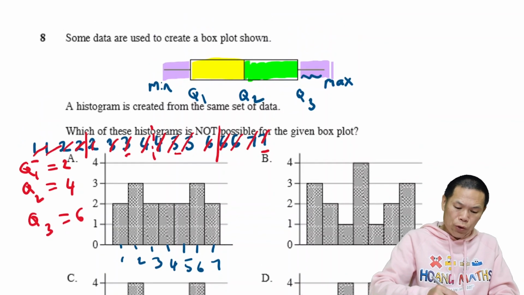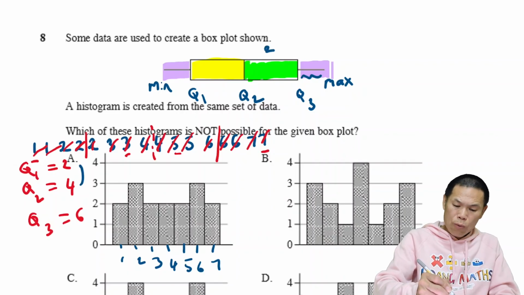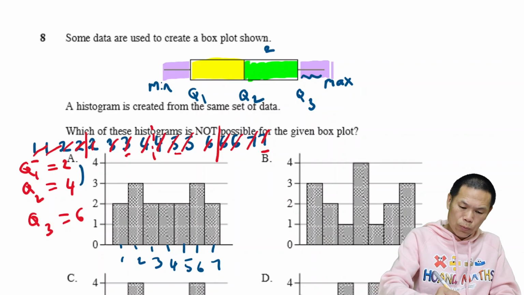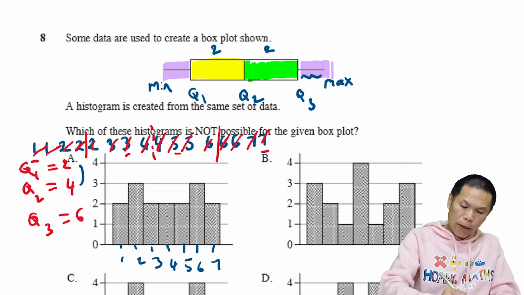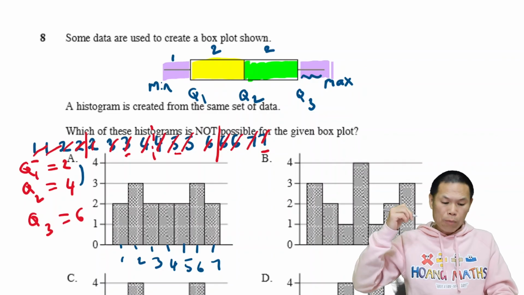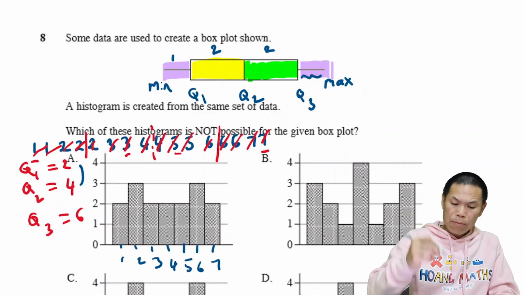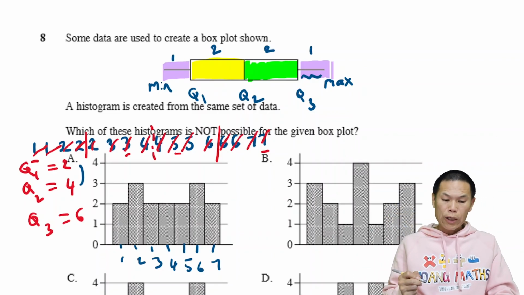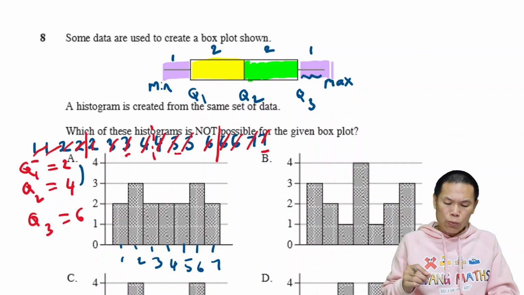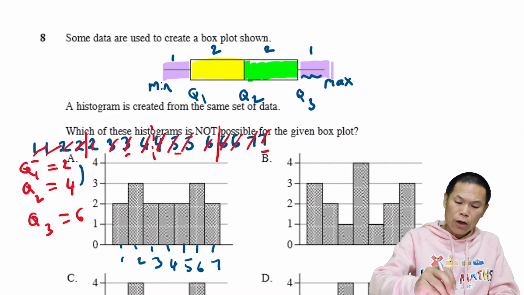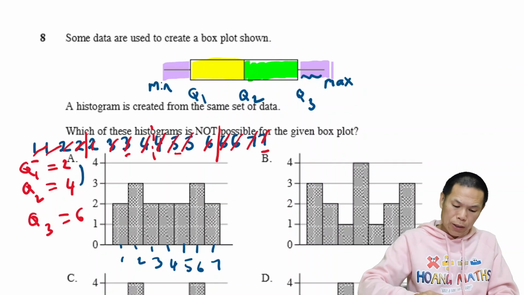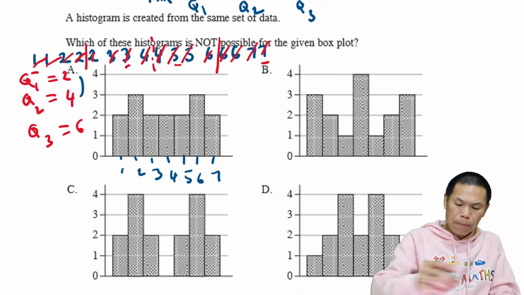By looking at the graph, Q3 minus Q2 gives me 2 here, and Q2 minus Q1 is 2. Q1 minus the minimum score is 1, and the maximum minus Q3, which is 7 minus 6, is 1. So it does reflect the box and whisker plot. So it cannot be A. A does reflect the box plot. Let me try part B.